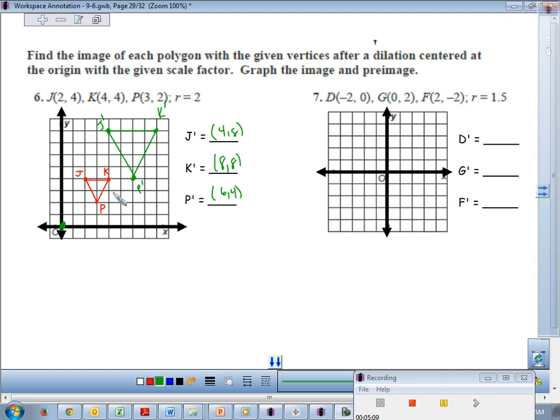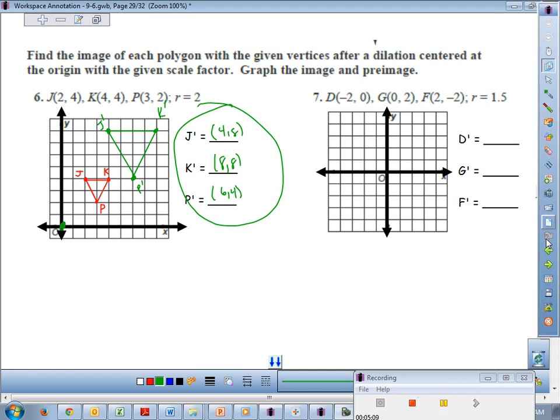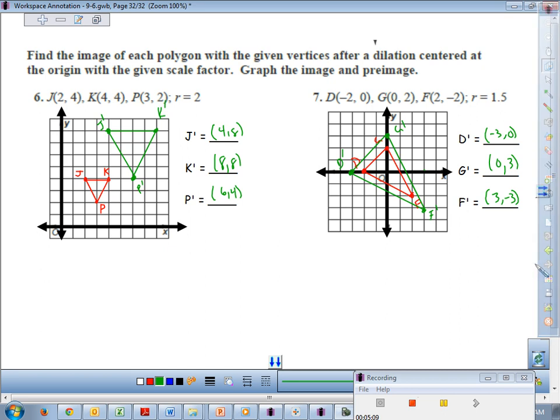Why don't you try number 7? First, and you should have this, I know this isn't on your paper, but you should figure out where your new prime points are. You should write them down. On number 7, we graph the pre-image. And then taking all the points times 1.5, it's still going to get bigger, so they'll all go to here, and then it should look like this when you're all said and done.